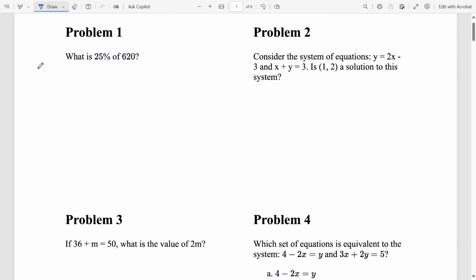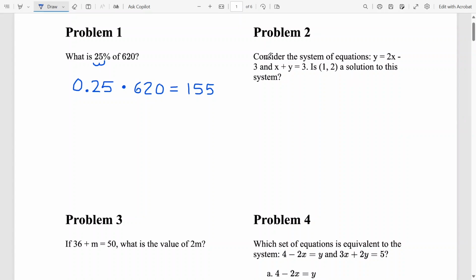In this video, we're going to look at the Algebra 1 Honors Finals Review. And let's look at problem 1. What is 25% of 620? So to convert from a percent to a decimal, we would move the decimal two places to the left. That would make us multiply 0.25 times 620. And when we do that out on a calculator, we get 155.